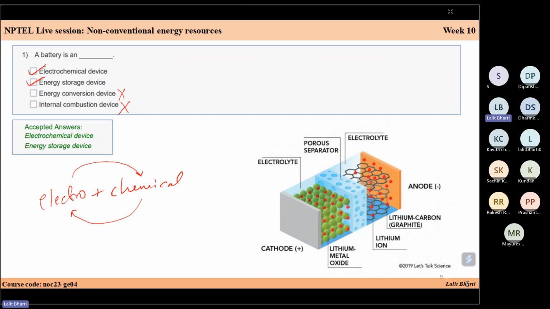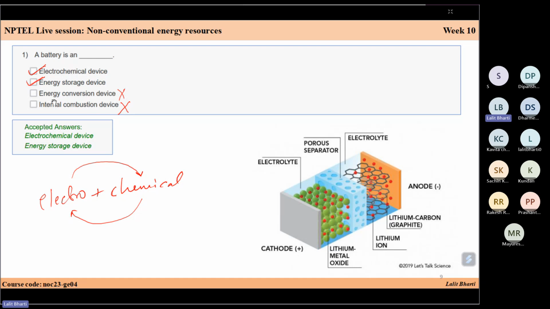So we are at this question: a battery is which kind of device? Let's eliminate the options one by one. Internal combustion device: we know a battery is clearly not an internal combustion device. An internal combustion device is where combustion of a fuel happens to produce energy, let's say motorbike engines or car engines. So our battery is clearly not an internal combustion device.